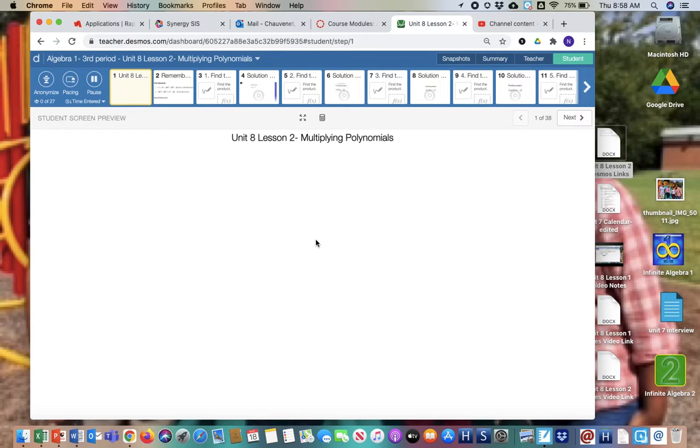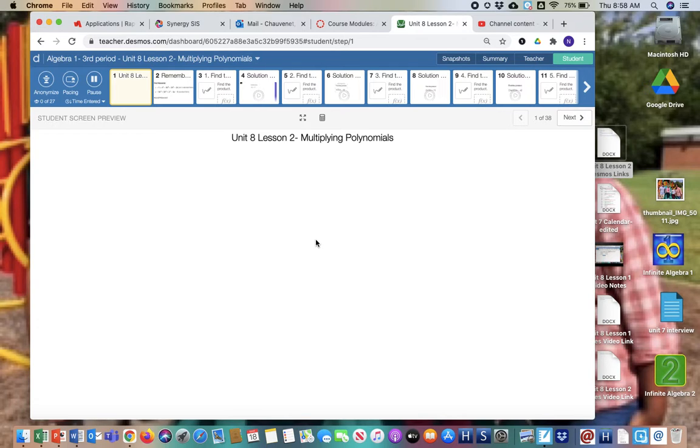Algebra 1 on multiplying polynomials. Okay, so we're going to go through and do multiplication, and we're going to do it in a couple of different ways. We're going to do one term times two or three terms. We'll do two terms times two terms, and then lastly we'll do two terms times three terms.